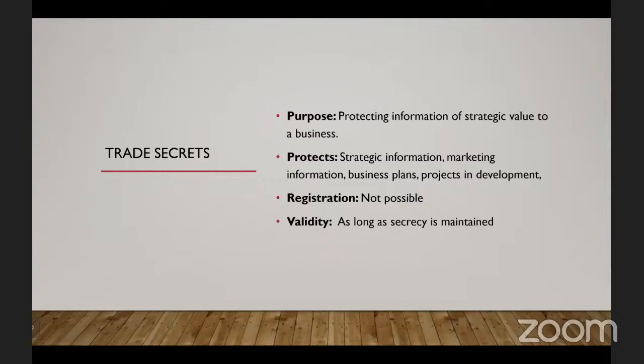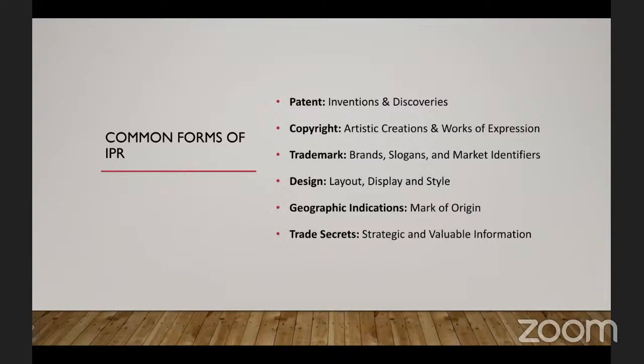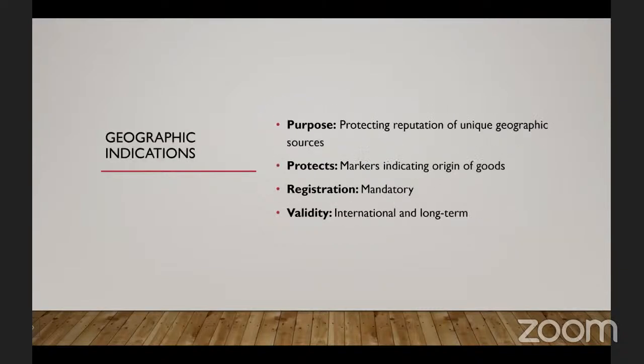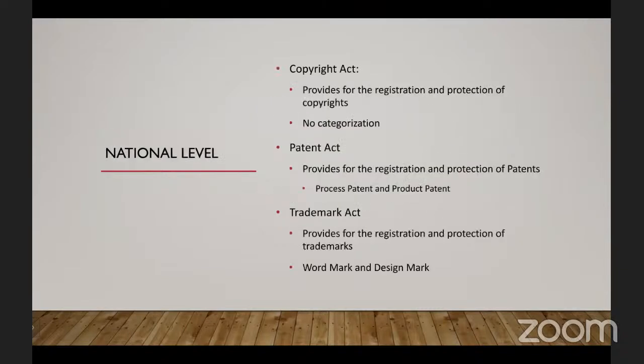So these were the six common forms of intellectual property. We had patent, copyright, trademark, design, geographic indications, and trade secrets. Now, let's look at how these are protected. So first, let's look at the national level here in India.